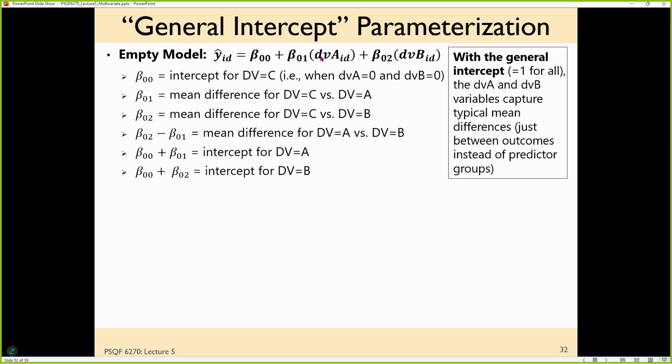Beta 1 gives me the difference of how A differs from C. Beta 2 gives me the difference of how B differs from C. And that means that if I want A versus B, that's a linear combination, where the A would be the -1 in the code and the B would be the 1. So B minus A in that case. If I want to get the model implied intercepts for the other ones, then it's a linear combination of the fixed intercept for C plus how it differs for A or plus how it differs for B.